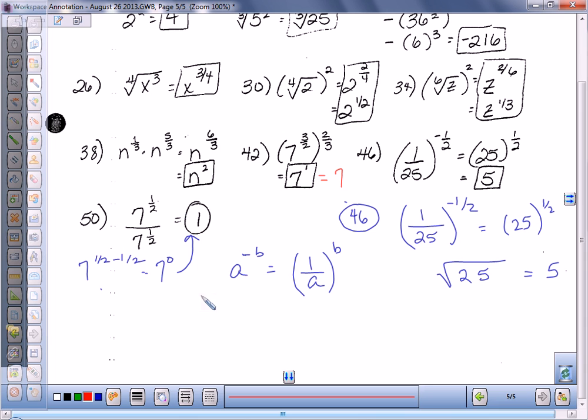Yes, ma'am? For number 38, why wouldn't you add the denominators? On number 38, when you multiply like bases, you add the exponents, and when you add fractions, you have to have a common denominator, but the denominators don't change. Anything else?